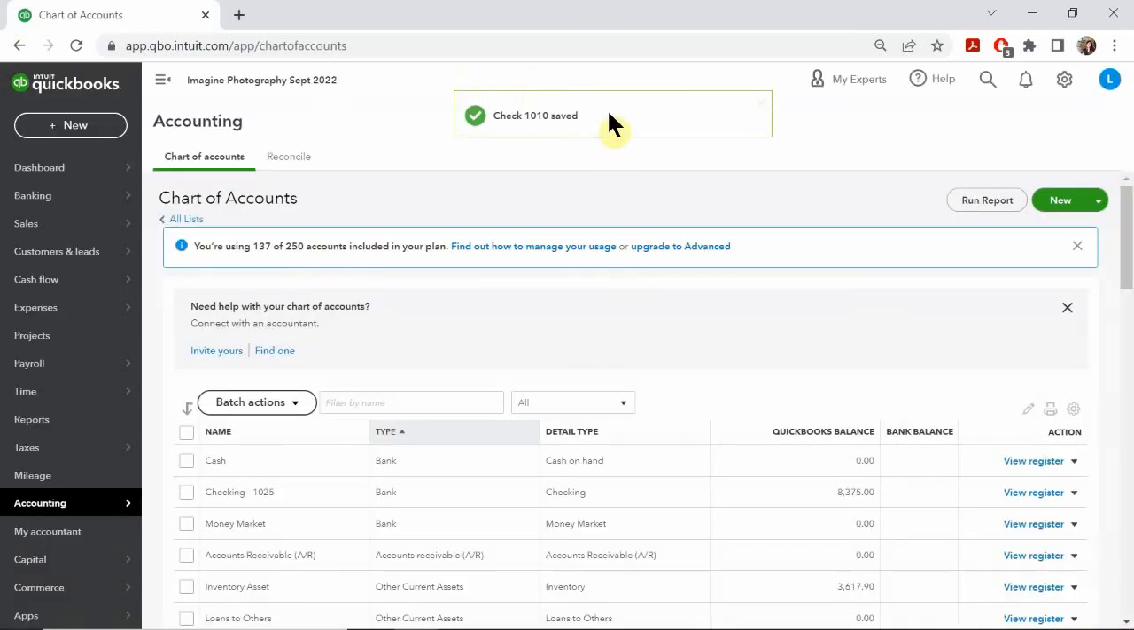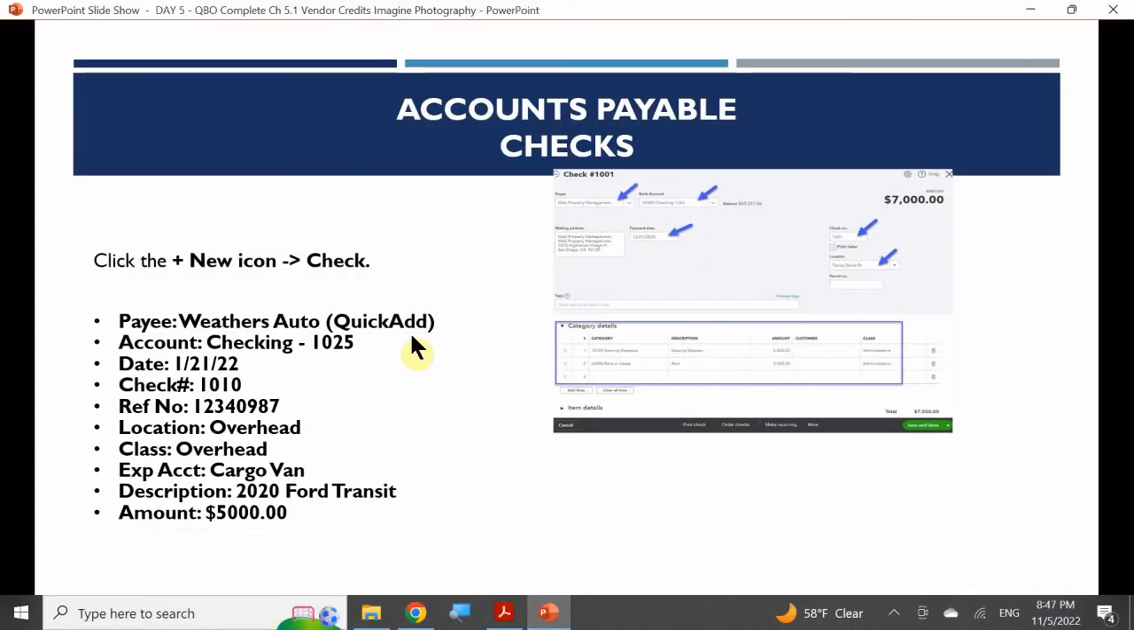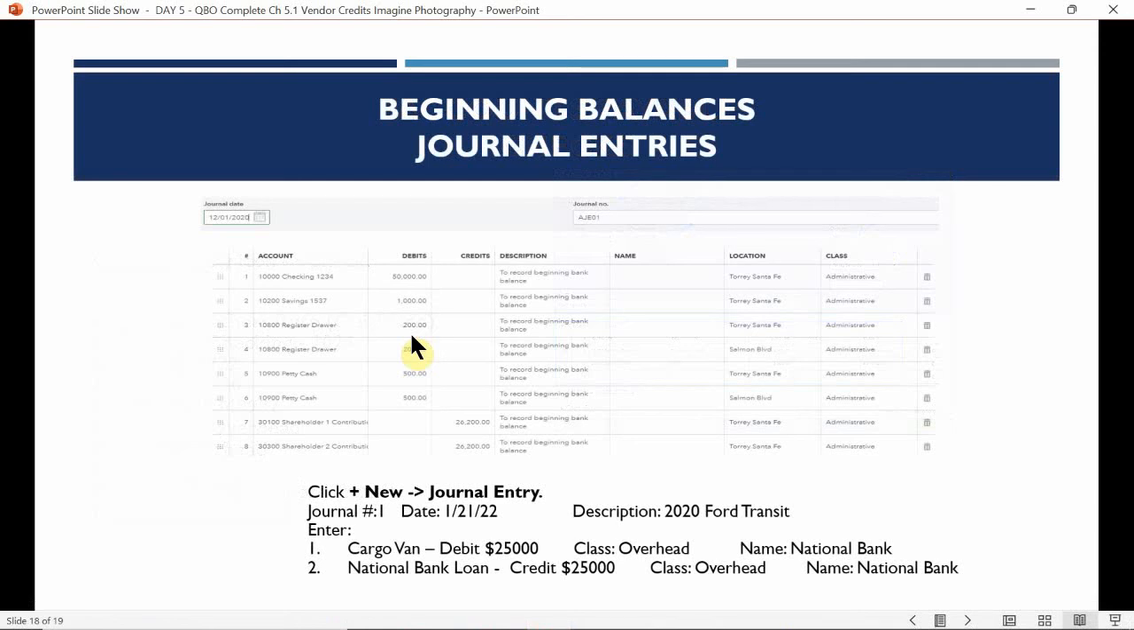Boom. So I just made a down payment to buy the cargo van from the auto dealership. Of course, I made a down payment of $5,000, but that very same day when I acquired my cargo van, I also took out a loan from National Bank itself. So this is what I need to do.